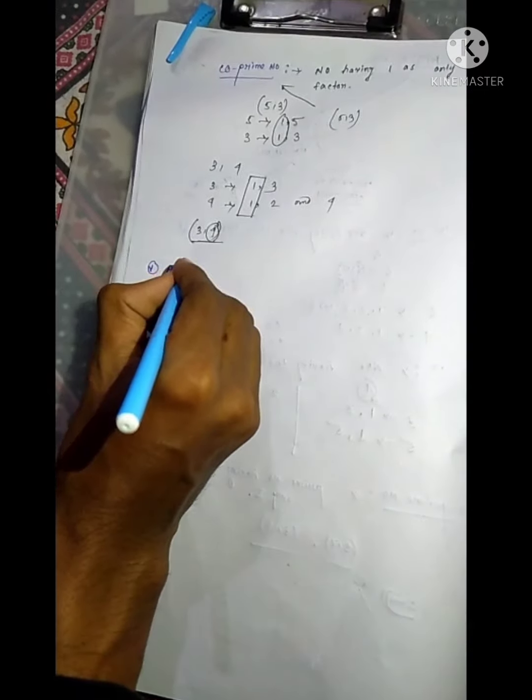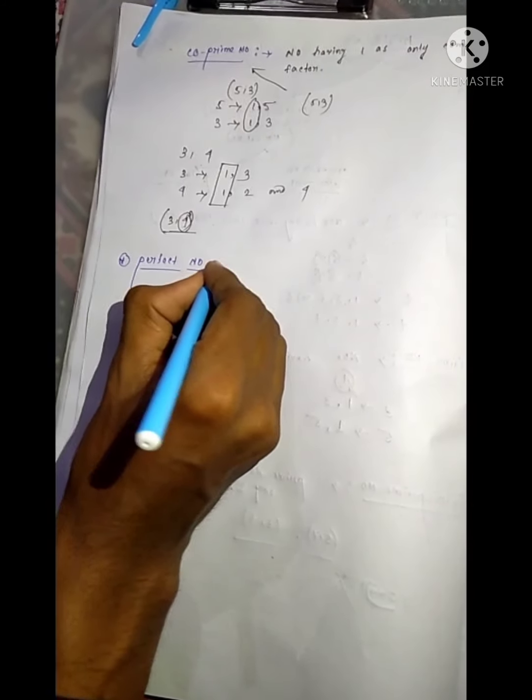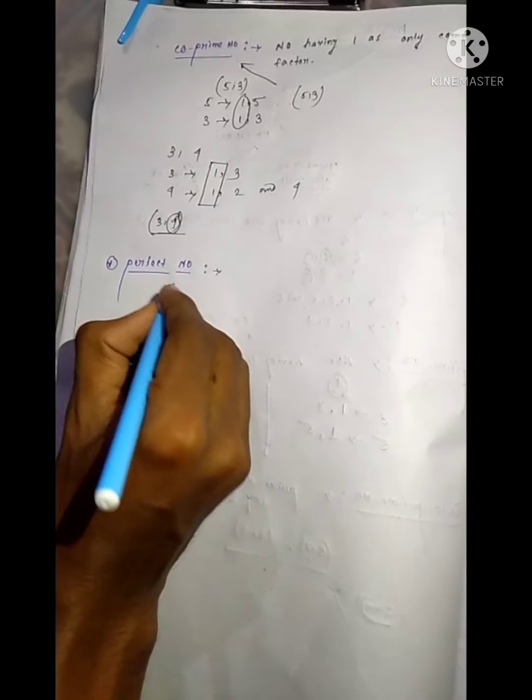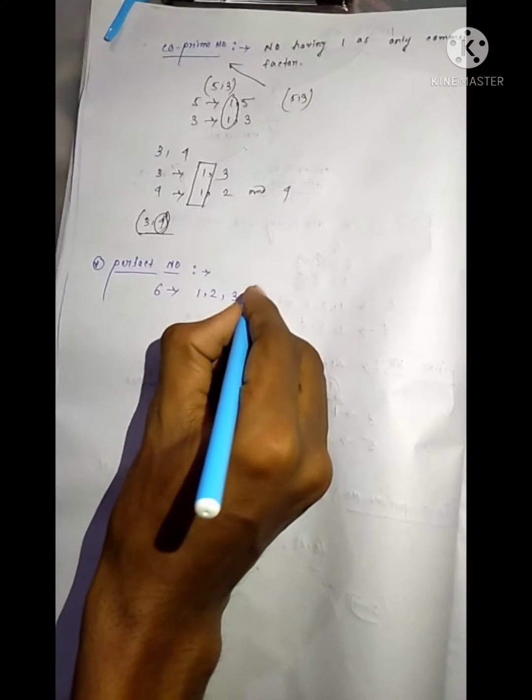Now, perfect number. This is very important. Perfect number. If I say 6, what are the factors of 6? The factors of 6 are 1, 2, 3 and 6. Before going into perfect numbers, we need to know about proper factors.